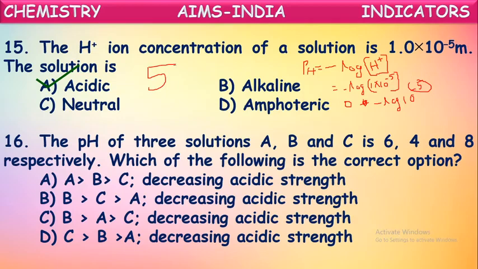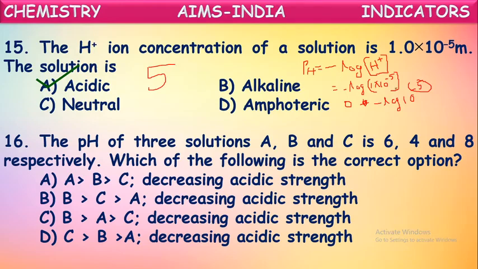Next, the pH of three solutions A, B and C are 6, 4 and 8 respectively. Which of the following is the correct option? They are giving the decreasing order of acidic strength. Say which is more acidic among these. We know that as the pH value decreases, its acidic nature increases, because substances with pH value 0 to 7 are acids. As the pH value decreases from 7 to 0, acidic strength increases. So the one with less pH value is stronger.